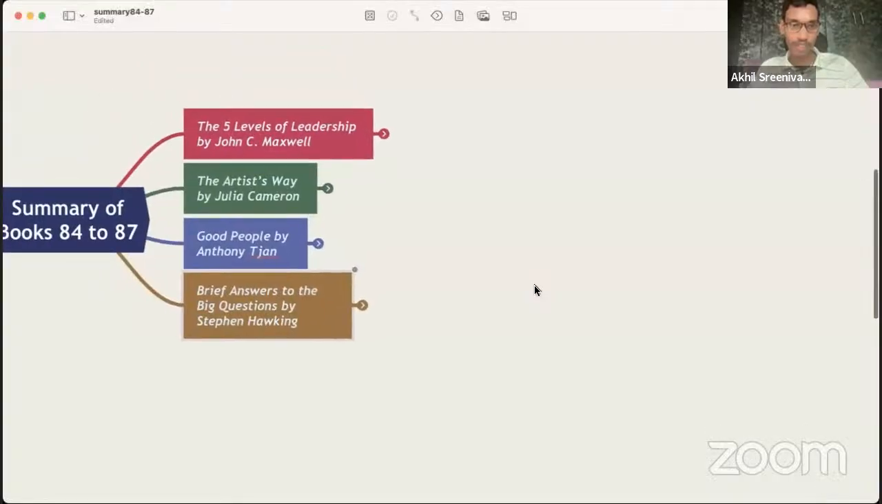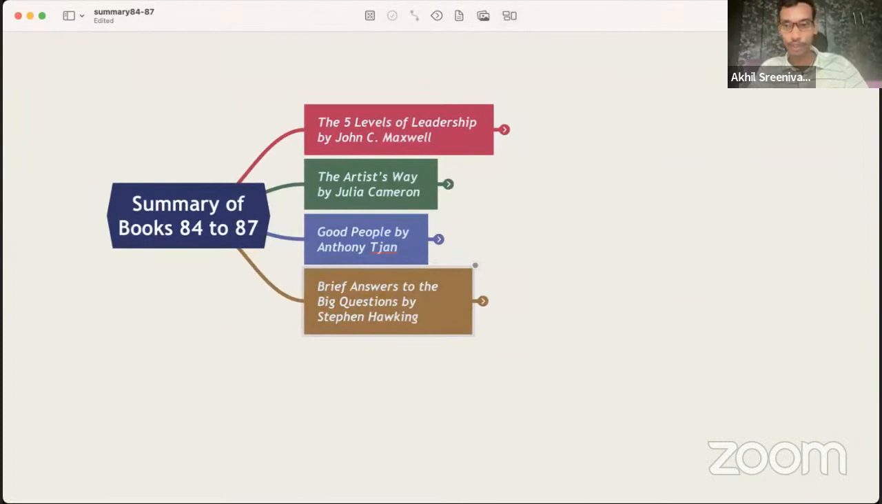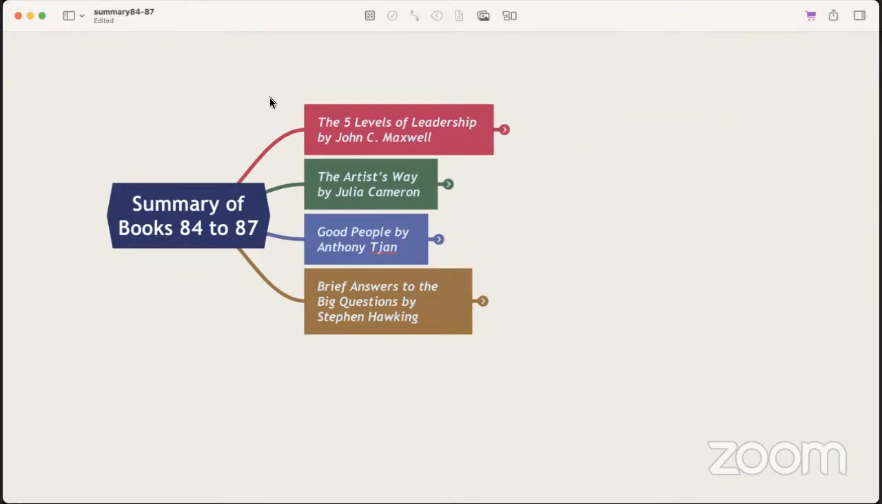Let me share my screen. Here are the 4 book summaries that I want to share today. I hope my screen is visible. Ravikiran, is my screen visible? Great. I think you are muted. Fine, no problem. So visible, yes.